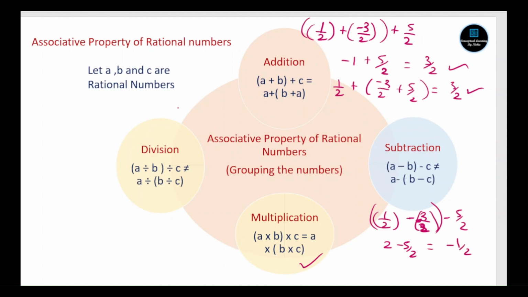Is this the same answer? When I take the other group, let's say 1 half minus negative 3 over 2 minus 5 over 2. So here I'll get negative 4, and negative, negative, positive 4. So what do we get? 1 half plus 4 gives me 4 and a half, which is 9 over 2. So they are not the same, right? So for subtraction it is not valid, and same way for division also you can prove it easily, right?